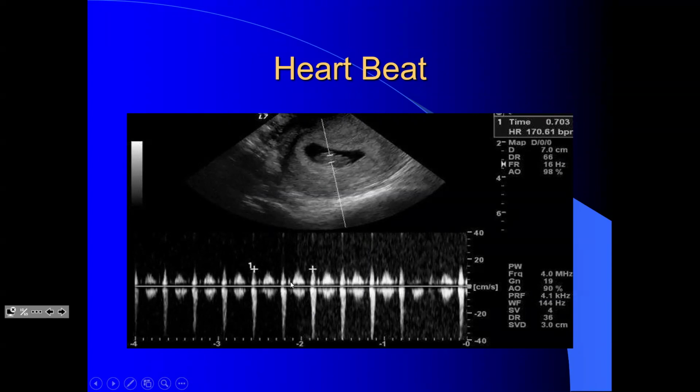170 beats per minute. So earlier on in pregnancy, if you measure from this to this, between 2 cycles, this is the exact heart rate. So the early fetal heart rate can be measured with pulse Doppler. But if you look here, you will also see a sort of flicker inside. If you look, if this was cine images, you'll be able to see a sort of heart flickering inside.